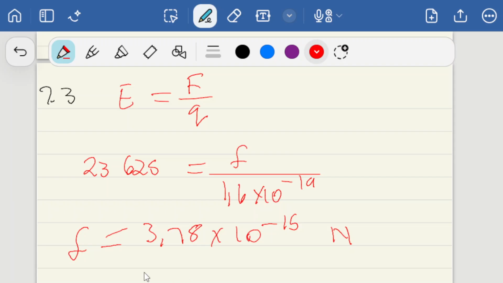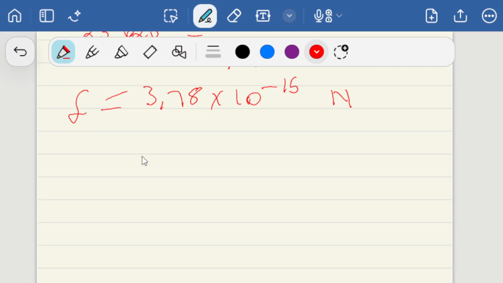Then we go to the formula for Newton's second law of motion. So F net equals ma. Then we substitute F net equals ma. So we have F net, 3.78 times 10 exponent minus 15 equals the mass.